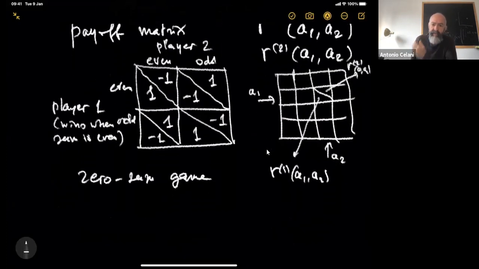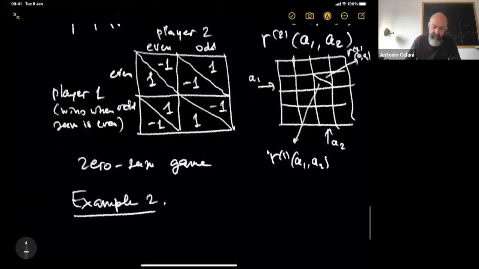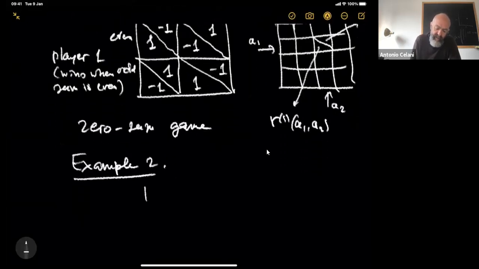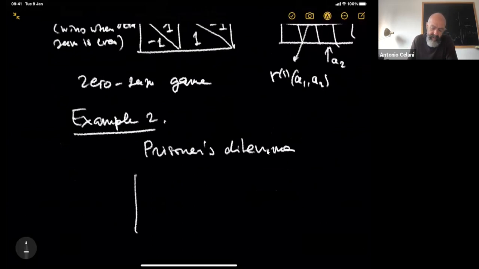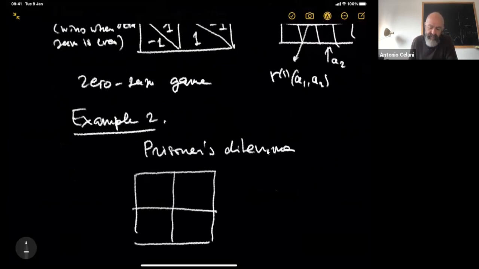There are other examples which are structurally very different. For instance, one such game is called Prisoner's Dilemma, which is another game in which there are two agents which have two actions. So it's the same kind of 2x2 game.